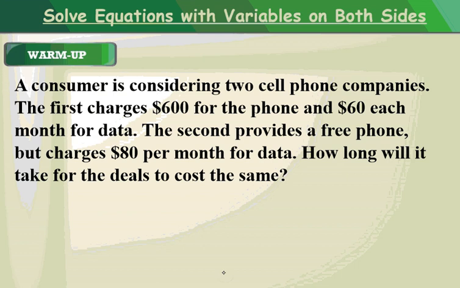At the bottom of that homework, I'd like you to try this warm-up question. We're going to continue trying these throughout the year, especially first semester, until we're all comfortable with this type of scenario, converting a word problem to equations and solving. So here's the situation. It says a consumer is considering two cell phone companies. The first company charges $600 for the phone and then $60 each month for data. The second company provides a free phone but charges $80 per month for data. How long would it take for the two deals to cost the same?